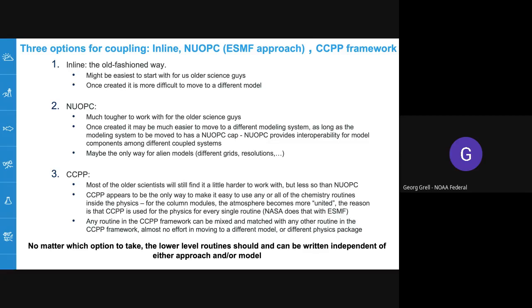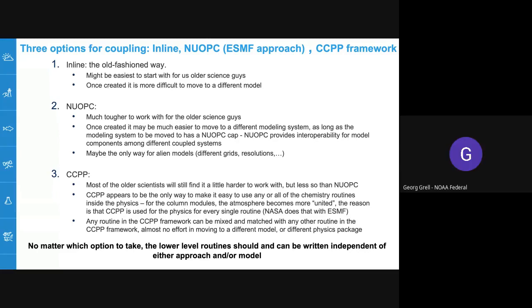NUOPS provides interoperability for model components among different coupled systems. It is maybe the only way to use it for alien models, such as different grids or resolutions. And then there's CCPP, the Common Community Physics Package. Most of the older scientists will still find it a little harder to work with, but less so than NUOPS. CCPP appears to be the only way for us to make it easy to use any or all of the chemistry routines inside the physics, since we're using CCPP already for the physics. Any routine in the CCPP framework can be mixed and matched with any other routine in the CCPP framework.